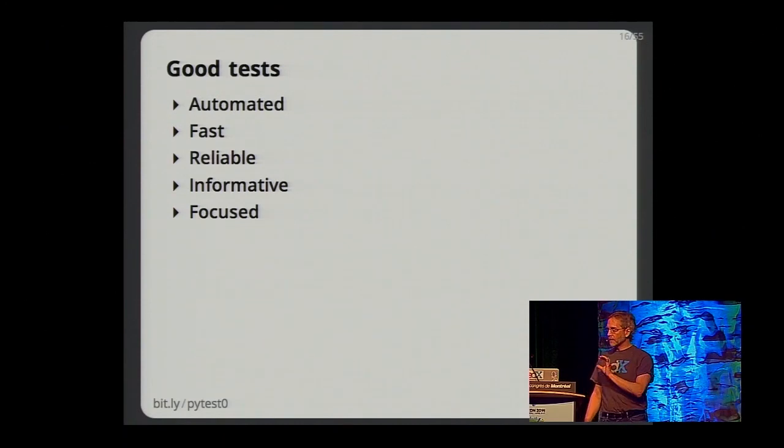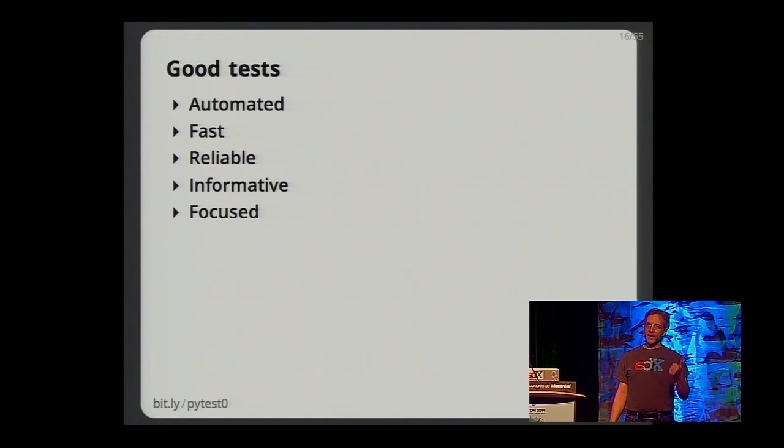But first, let's talk about the characteristics we want from tests. We want our tests to be automated so that they'll be low effort and repeatable, because if they're too hard to run or too confusing to run, you're not going to run them. We want them to be fast for the same reason. We want them to be reliable.